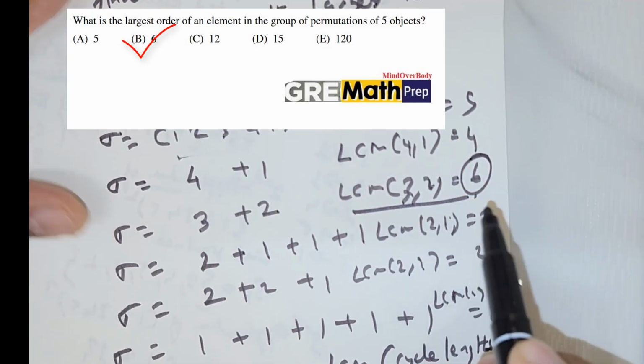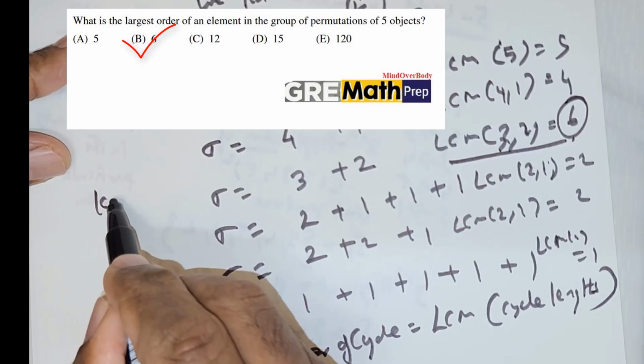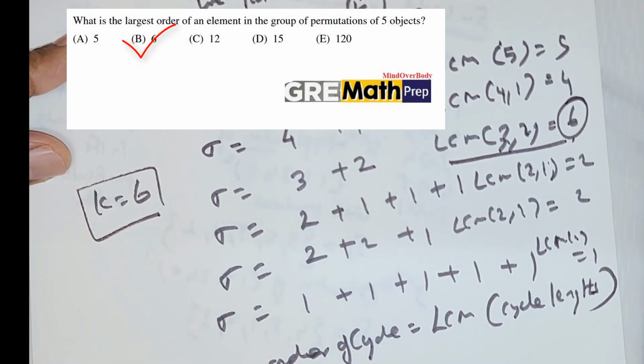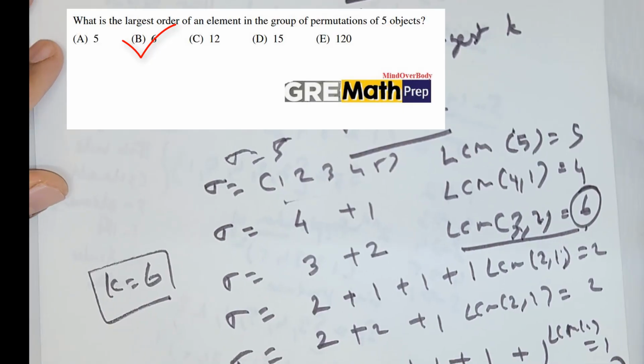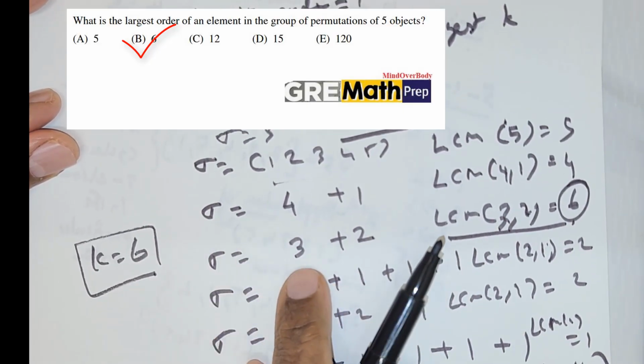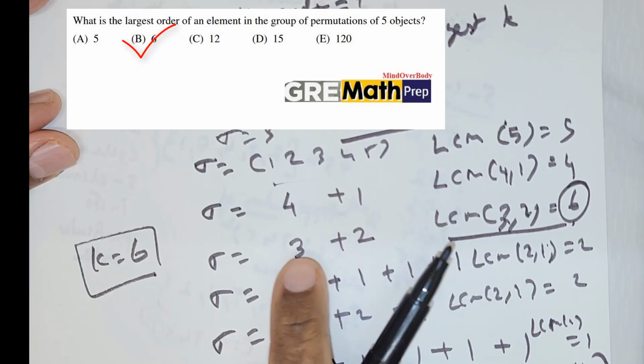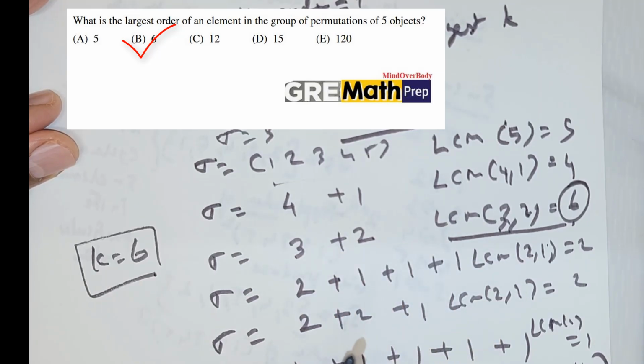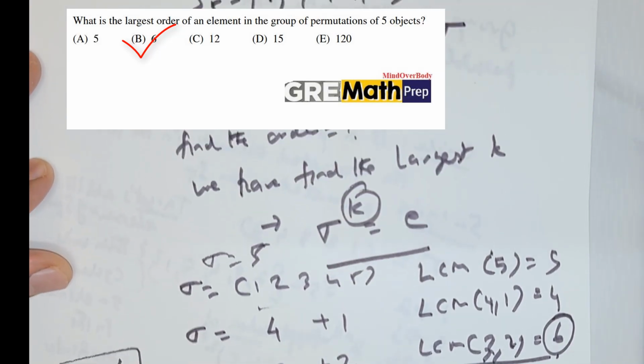Of all these, which is the largest number that you can see here? Obviously 6. So the maximum k value that can run cycles on the symmetric group has an order of 6, and the split is 3 and 2. So you can also have 2 and 3. So that is the conclusion for this particular question.